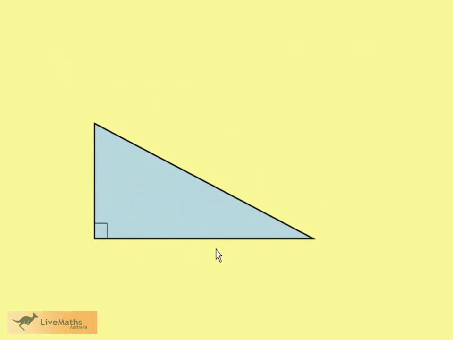Consider this right-angled triangle. Let's suppose this is the angle A in which we're interested. We know the longest side is called the hypotenuse. Compared to A, this is the opposite, and this is the adjacent. We define the following. Sin A is equal to the length of the opposite divided by the length of the hypotenuse.